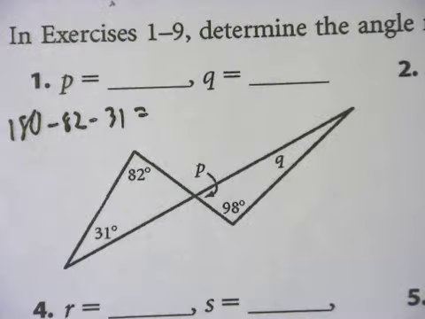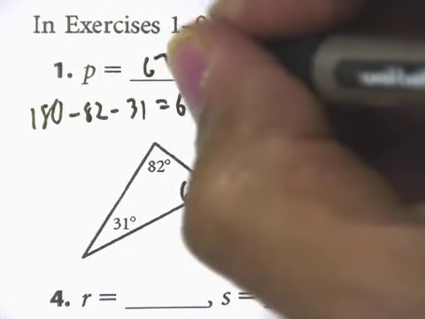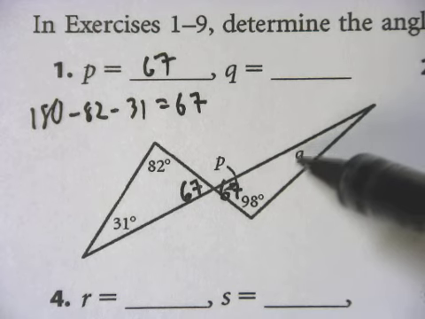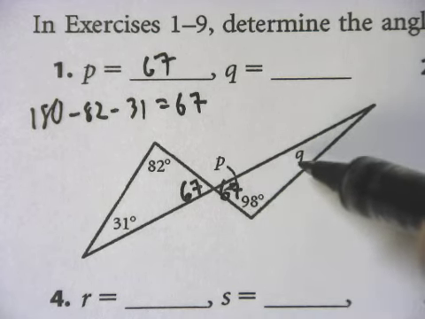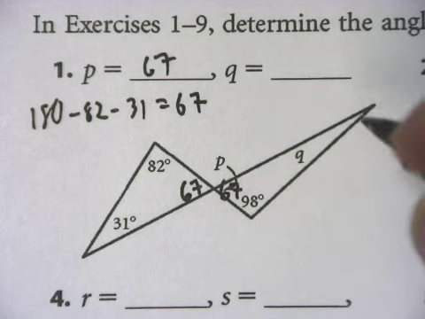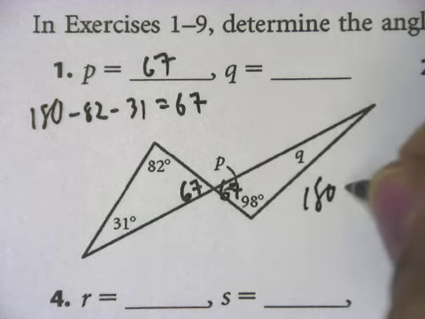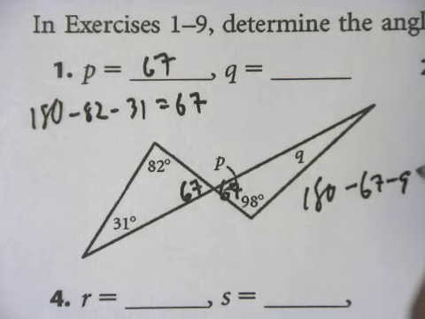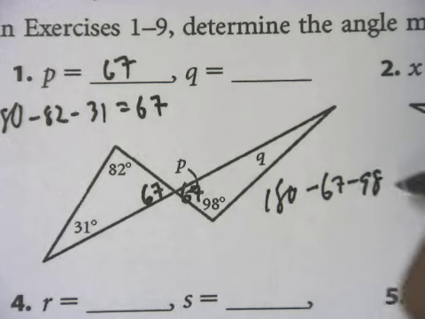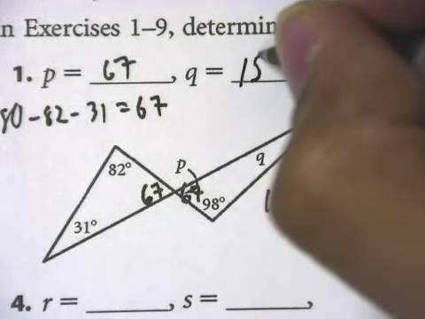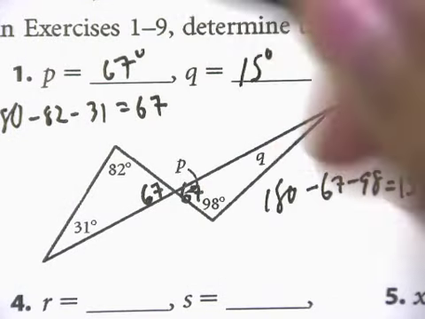I also know that these two angles here are vertical angles, which are congruent. So I know that P is going to be 67 degrees. And then finally, I just have to find Q. Well, again, I know that if I add these two together and subtract them from 180, I'm going to get Q. So 180 minus 67 minus 98, it's going to give me 15. So I know that Q is 15 degrees.